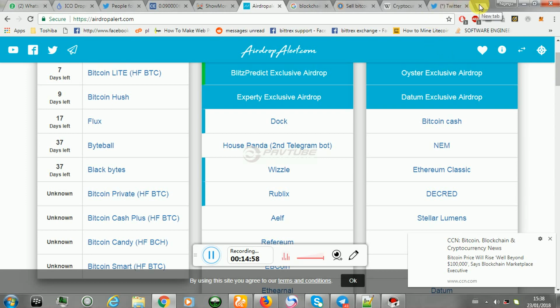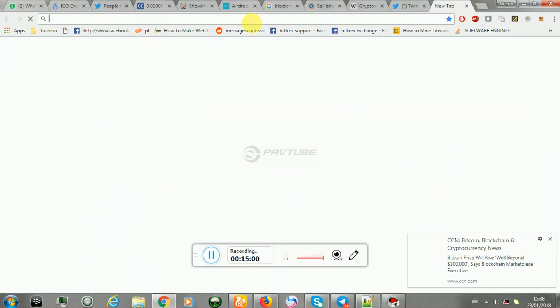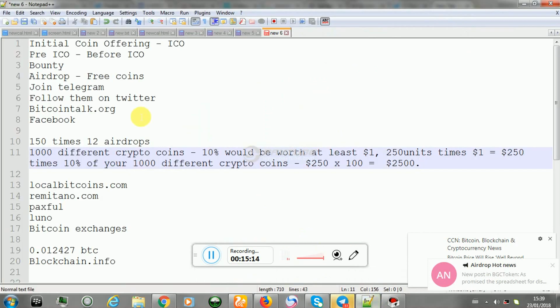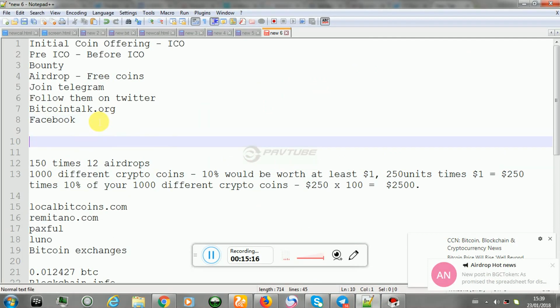All right, now let's move to creating a wallet. Most of these airdrops allow you to use some wallets. Some of them are created on the Ethereum platform. Some of them are created on... Okay, let me type them too.